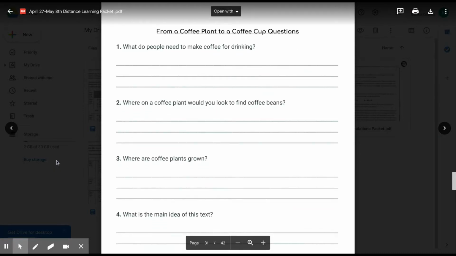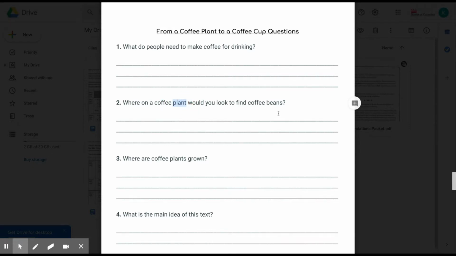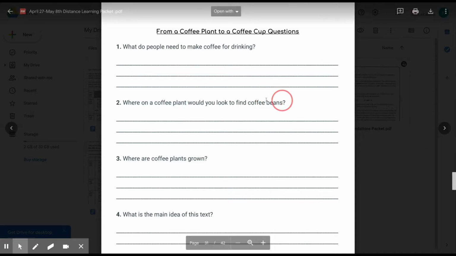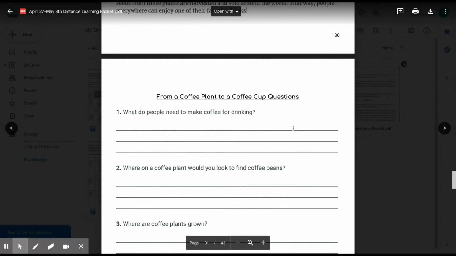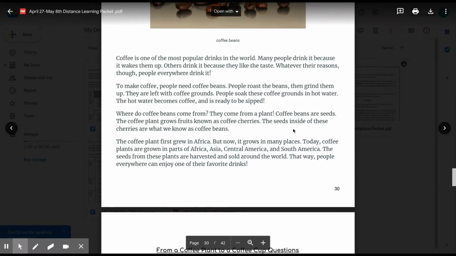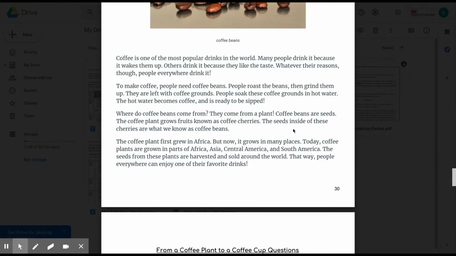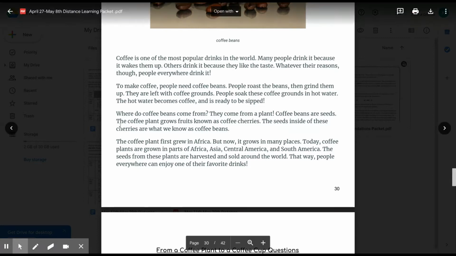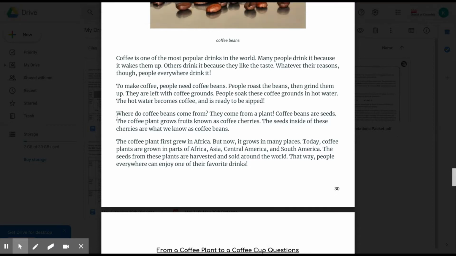Question 2. Where on a coffee plant would you look to find the coffee beans? Again, we are going to look for keywords plant and beans. So we need to find the word plant and beans here. Do you see the word plant? I do in paragraph 3.